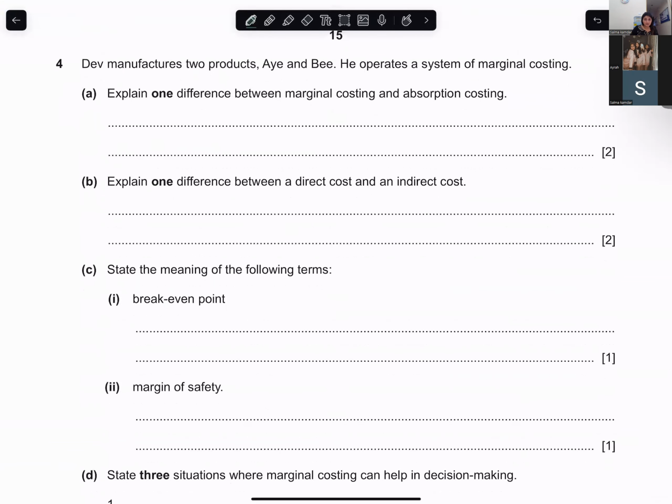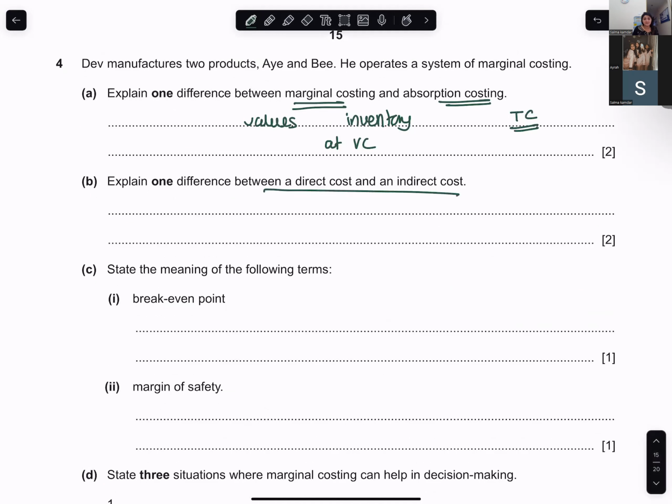Can you distinguish between absorption costing and marginal costing? Marginal costing values inventory at variable cost. Absorption costing values inventory at total cost. One difference between direct cost and indirect cost? Direct cost can be traced to the product and indirect cost cannot be traced to the product.